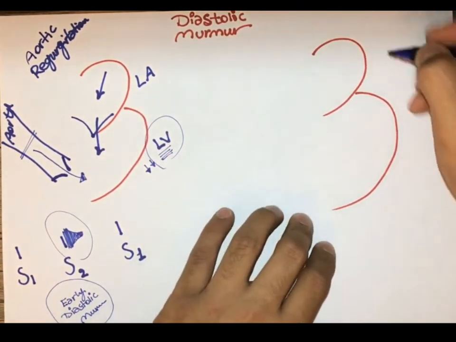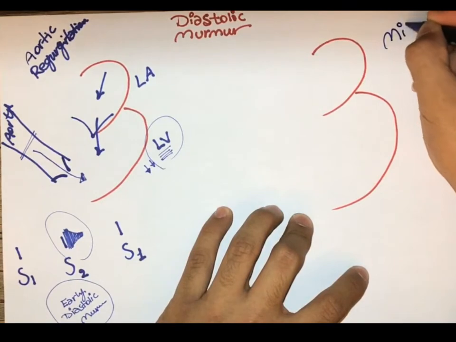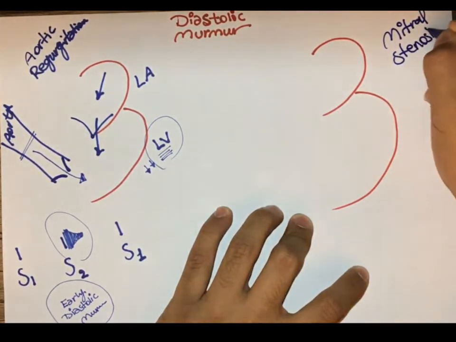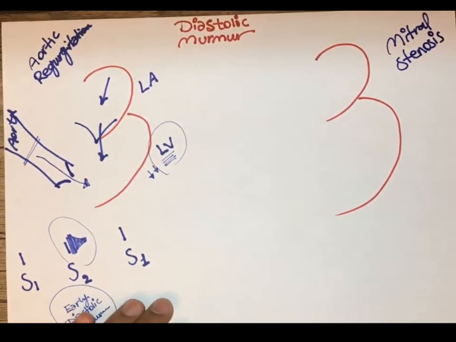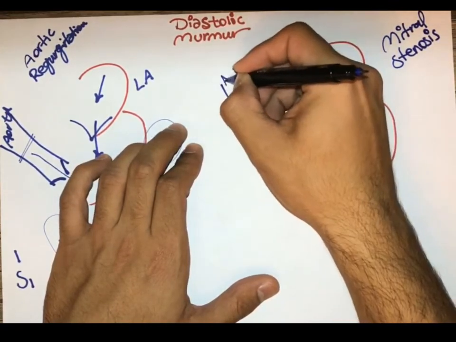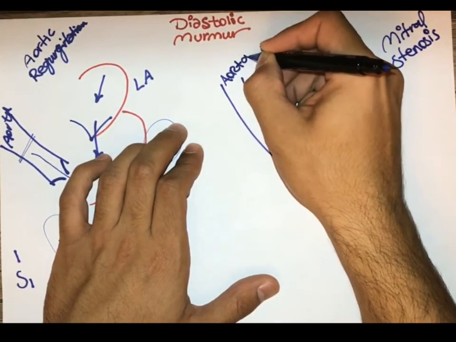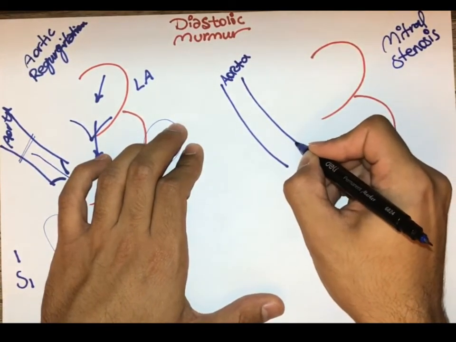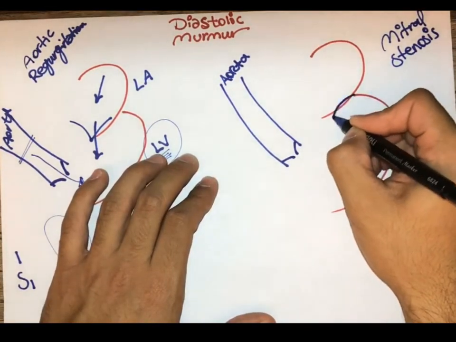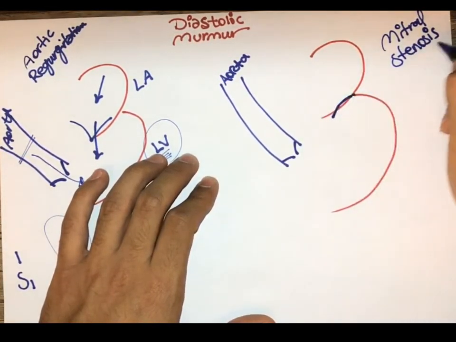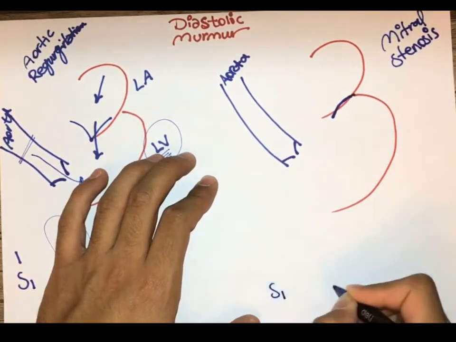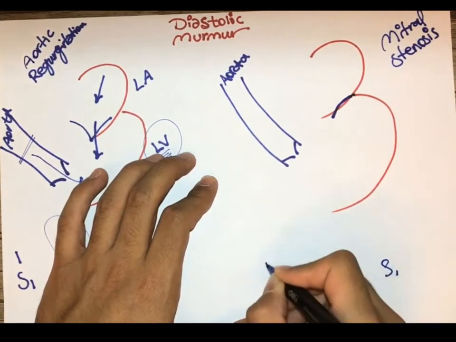Now let's talk about another case, which is mitral stenosis. So what is happening here? Again, this is the aorta, and this is the aortic valve. So the problem is that the stenotic valve is unable to open completely. Again, this is S1, S2, S1, and the timing.